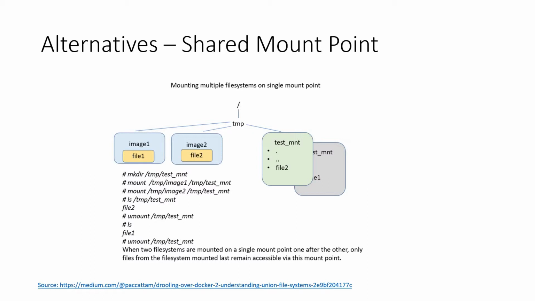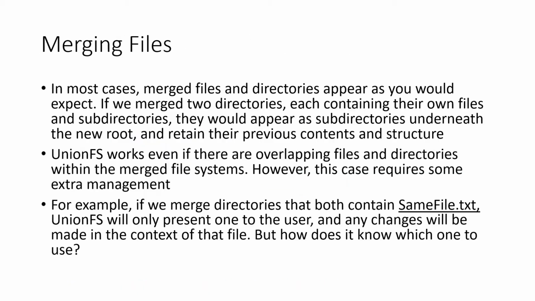And another thing you can do is you can already mount multiple file systems on a single mount point, but it doesn't merge them, it just uses the one that was mounted on that mount point latest. So in this case, if we mounted image1 to test mount and then mounted image2 to test mount, the only one we're going to see is image2. Until we unmount it, at which point we will then be able to see image1. But as you can see, you can only see each respective file system's files at a single time. So obviously that is not optimal.